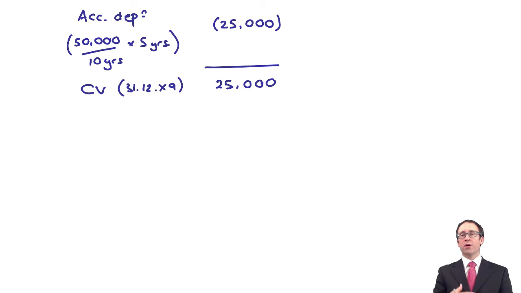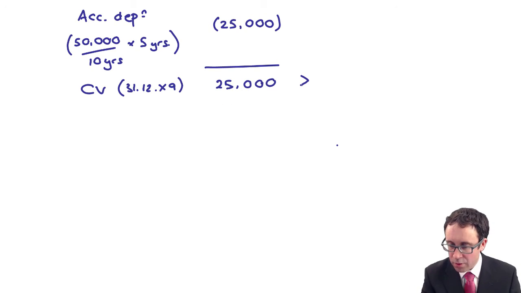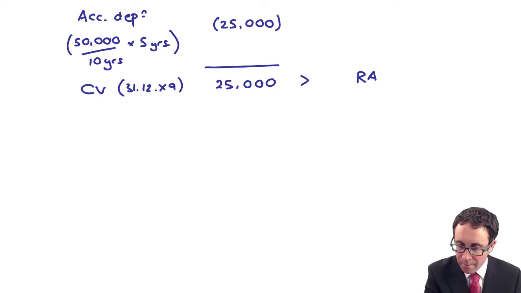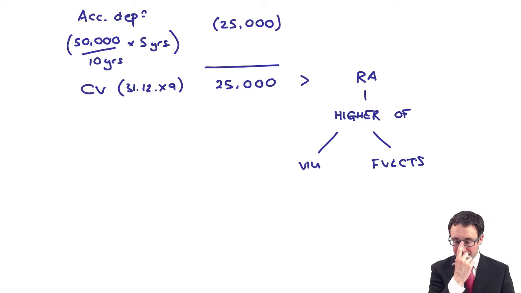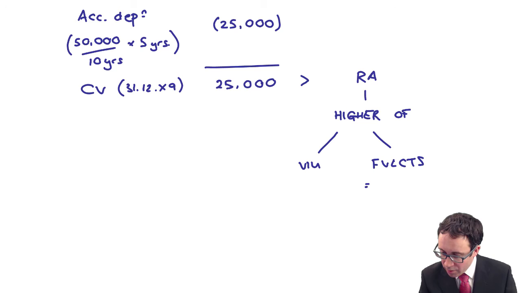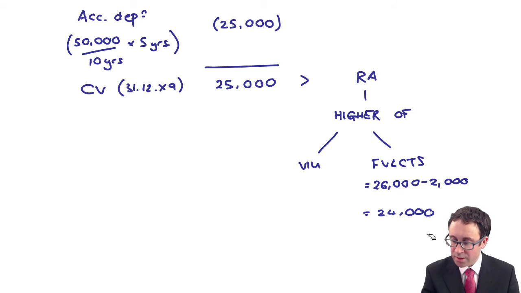So what we're now going to do is compare that to the recoverable amount. The recoverable amount, remember, is the higher of the value in use and the fair value less cost to sell. Okay. Easier marks will be to work out the fair value less cost to sell. Fair value is 26. Cost to sell are 2. So that gives you there, is it, the 24,000.